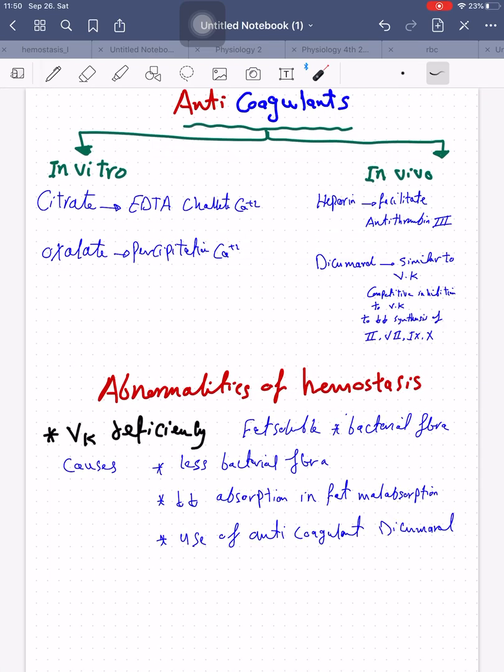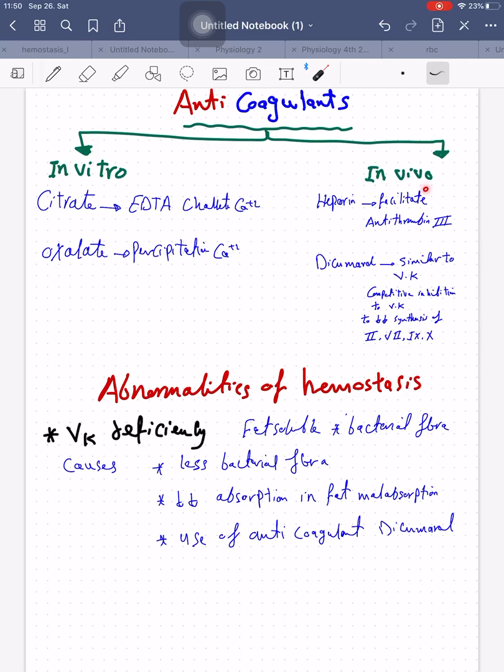So anticoagulants are, generally, substances used to prevent blood clotting. We have in vitro and in vivo. In vitro, what we do in the blood banks, in the blood bags, for example, we add citrate. Citrate, EDTA, would chelate the calcium, catch the calcium. And we need the calcium for all the blood clotting reactions except the first reaction of the intrinsic pathway. So, chelate calcium. Oxalate will make precipitation of the calcium, so the calcium cannot be used.